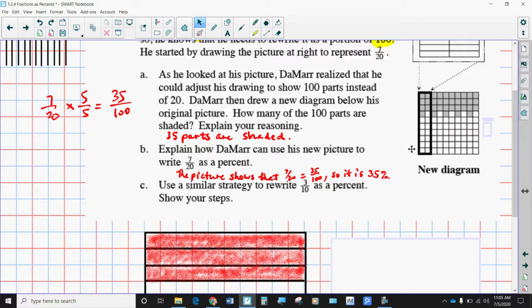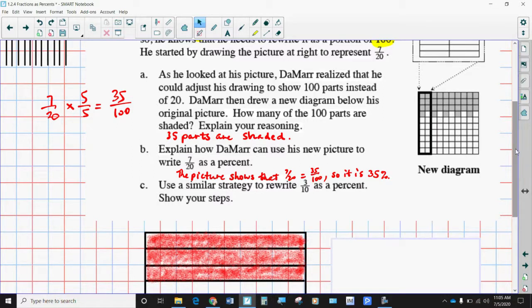So we can conclude that 7/20 is equivalent to 35%. So you don't necessarily have to draw the picture to figure that out, but the visual is nice to see to show that what we did mathematically here actually works visually, geometrically as well.